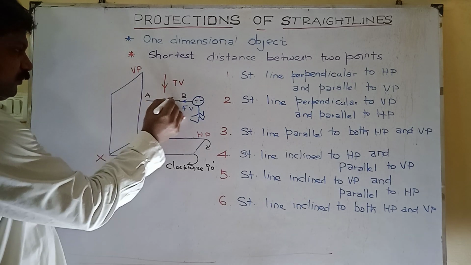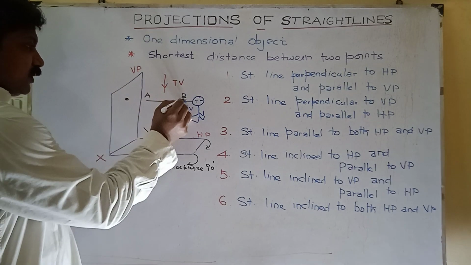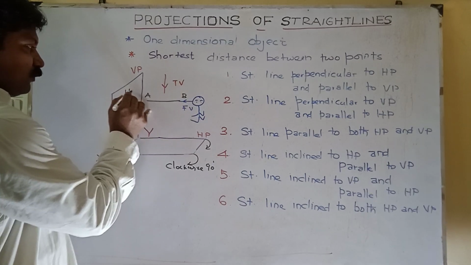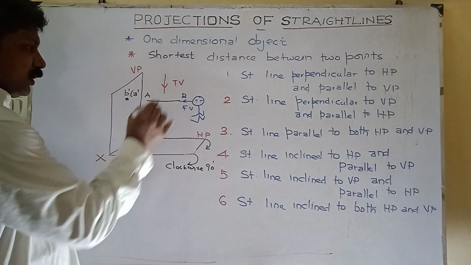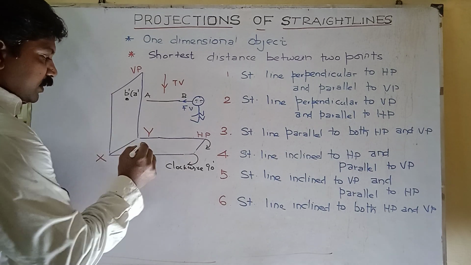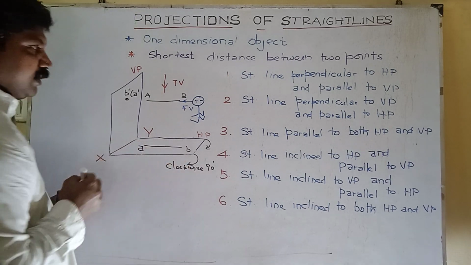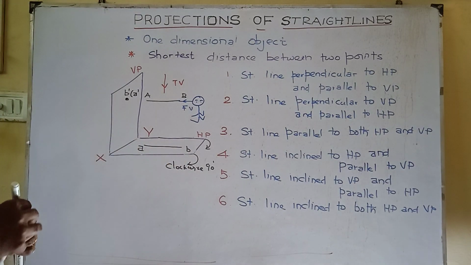Front view as a point. First point as B, so b dash of a dash. Top view as a straight line, AB. Now the projection is over, imaginary part is over.